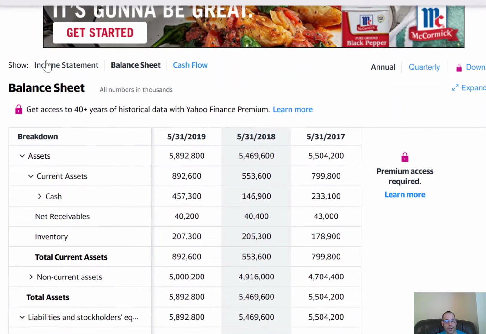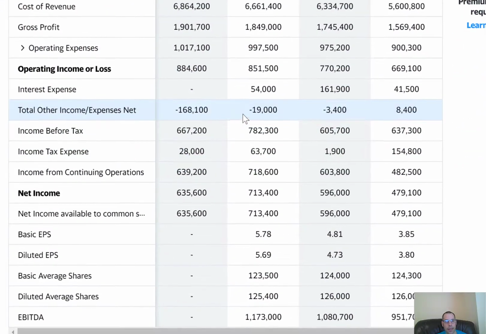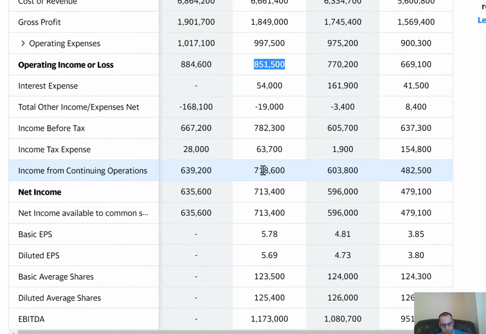And we need their EBIT. That's earnings before interest and taxes, or operating income. That's $851 million.